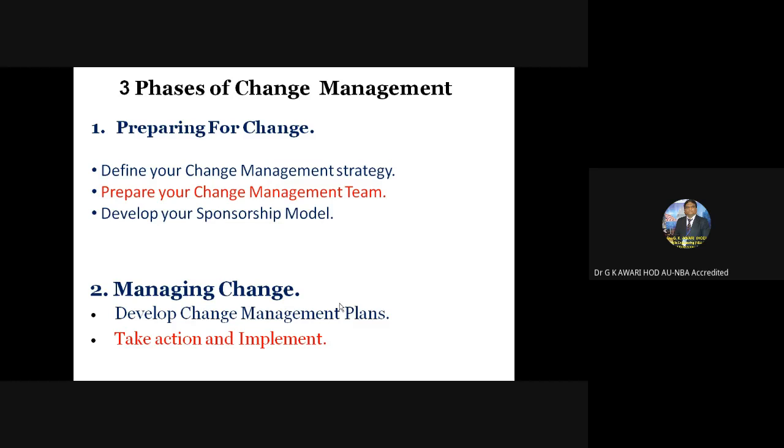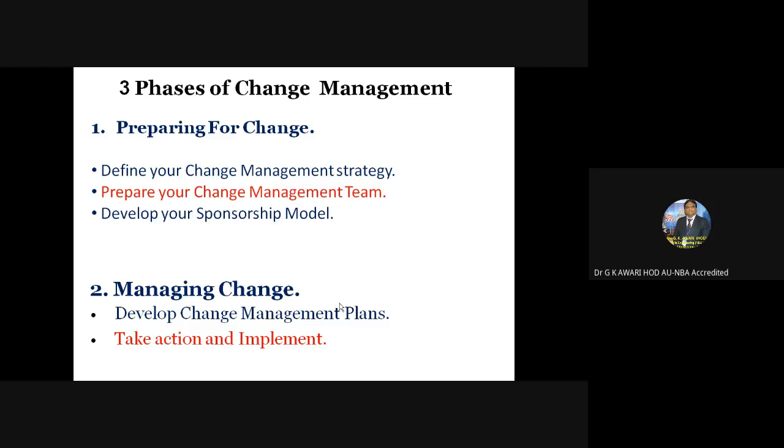Same example I am continuing of the Maruti Udyog Limited, where manual operations were performed for the painting operation. So what they have done is that they have defined their change management strategy, how it has to be brought. Prepare your change management team. A team was made of all the operators and engineers working in the spray painting booth. They are the ones who will bring the change, because if it comes to their mind that today I paint the car, tomorrow if the robot does it, there will be no work for me here as an operator, I will be losing that job. So prepare your change management team, develop your sponsorship model.